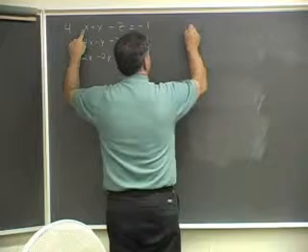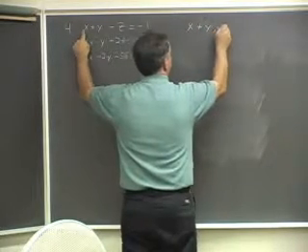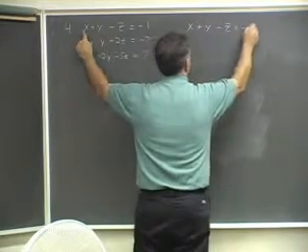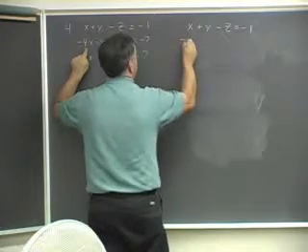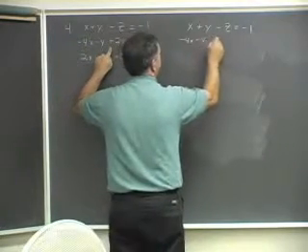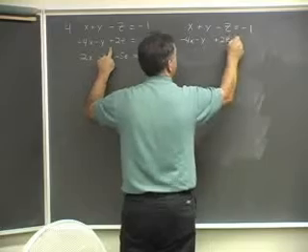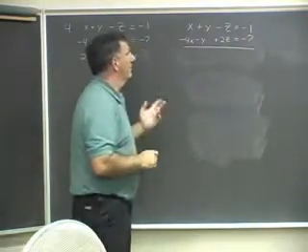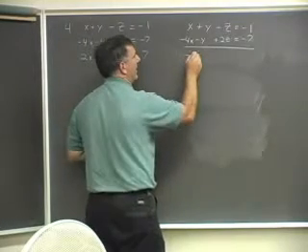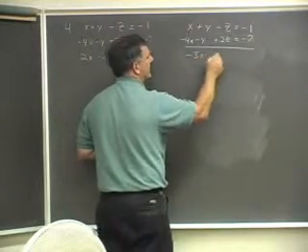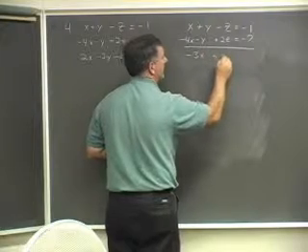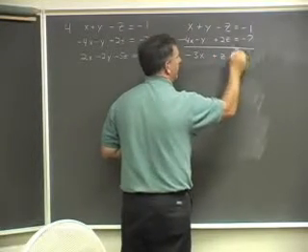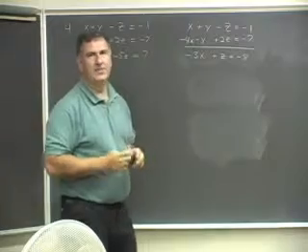So what we have is x plus y minus z is equal to negative 1, and negative 4x minus y plus 2z is equal to negative 7. Adding these 2 equations together, what we're going to end up with is negative 3x plus z is equal to negative 8. The y variable has been eliminated.